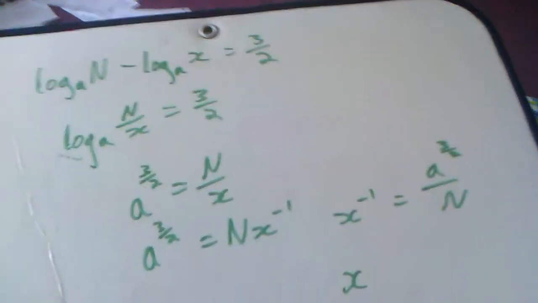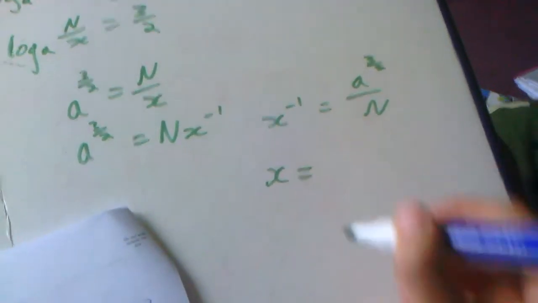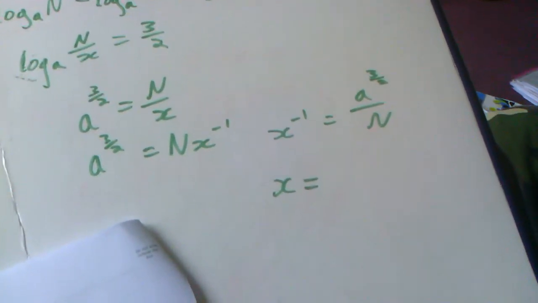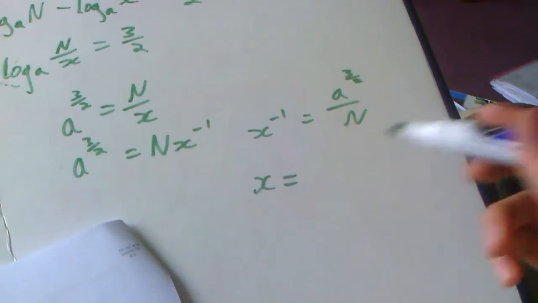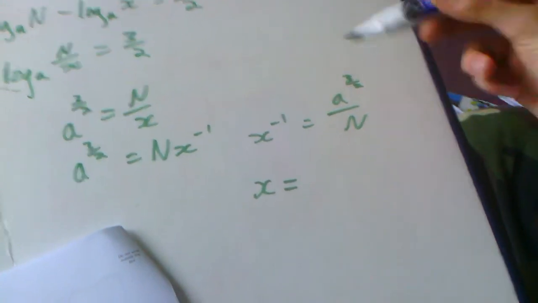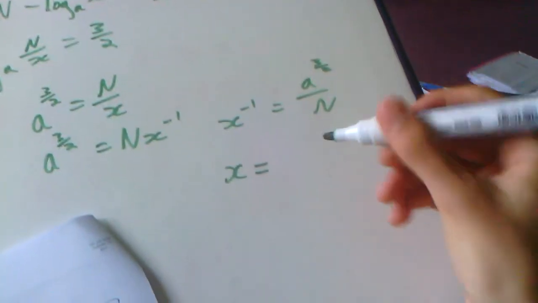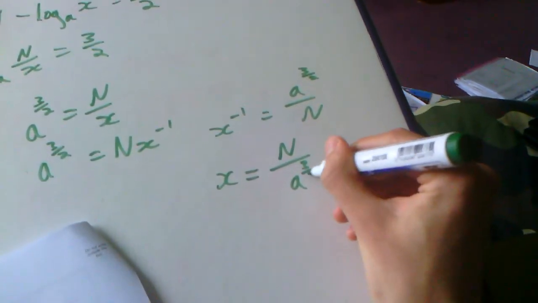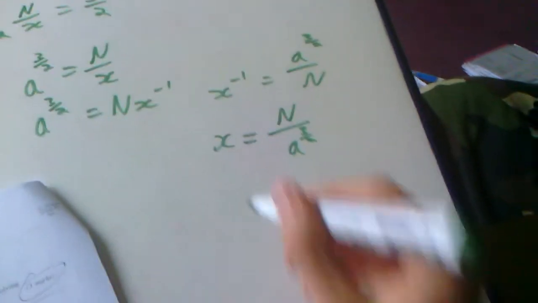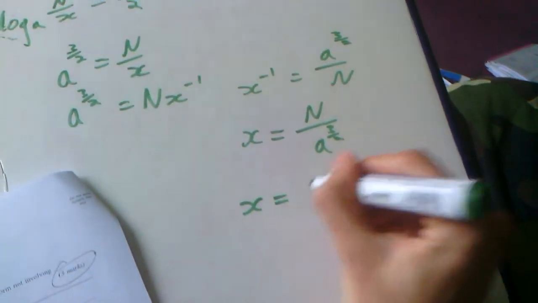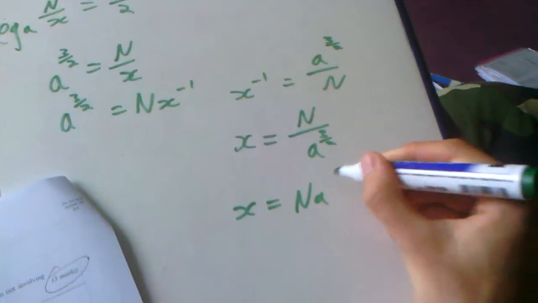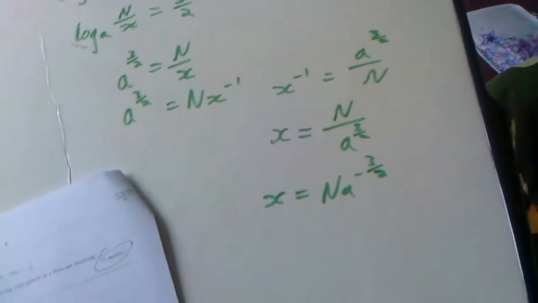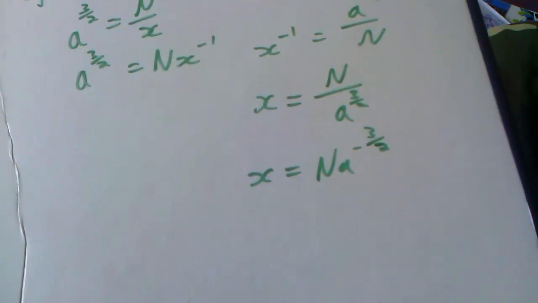But anyway, if you remember doing the gradient of the perpendicular in Core 1, you'd do the reciprocal, you'd flip these, wouldn't you? Well, that's exactly what we're going to do here. We're going to do n over a to the 3 over 2. So that means we can say that x equals n a to the minus 3 over 2. There we go. That's your answer.